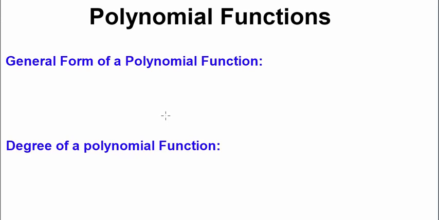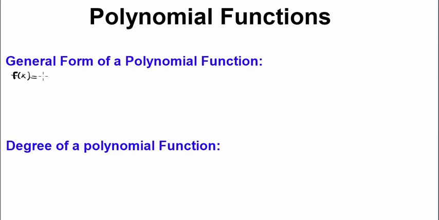In this video, we're going to discuss polynomial functions. The general form of a polynomial function is written like this. We start with function notation, which is f of x is equal to. Now, because this polynomial function can, in theory, have infinite terms, we have to represent them in a slightly different way than we are used to seeing.